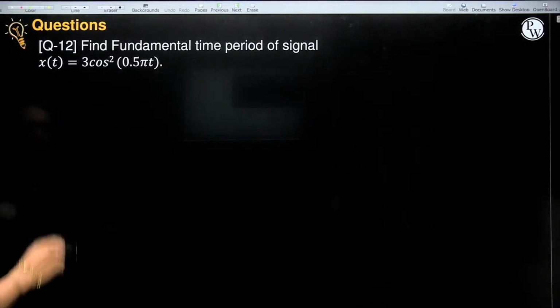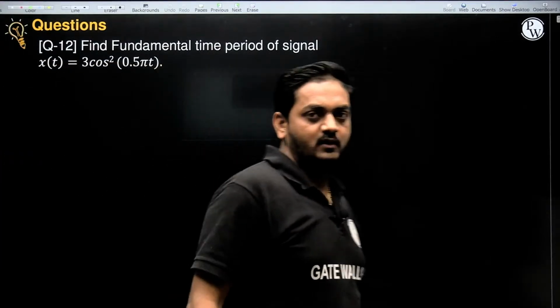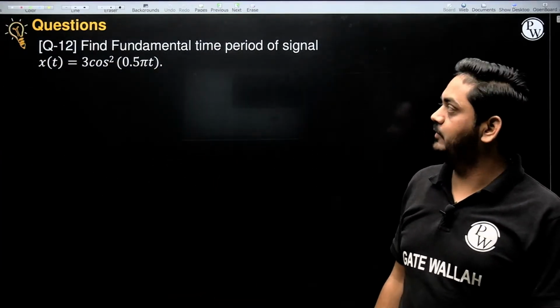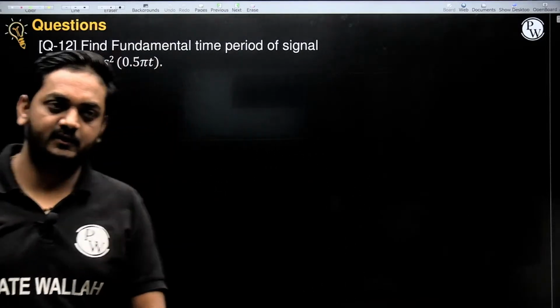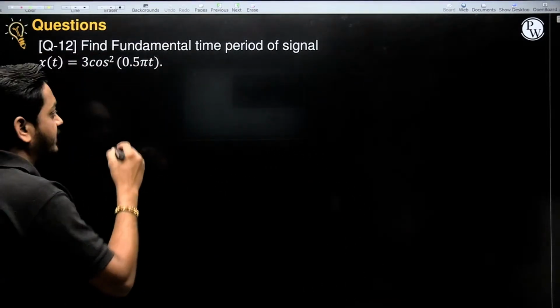Now next, find the fundamental time period of a signal x of t equal to 3 cos square 0.5 pi t. What is the fundamental time period?